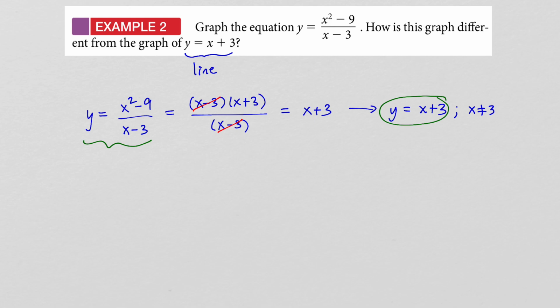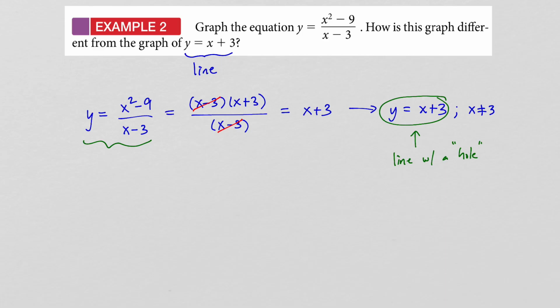So what do they look like? Well, again, y equals x plus 3 is just a line. This is also y equals x plus 3, which is also a line. However, x cannot be equal to positive 3. So when you graph this, this graph is going to be a line with a hole, okay? A hole in the middle of the line.